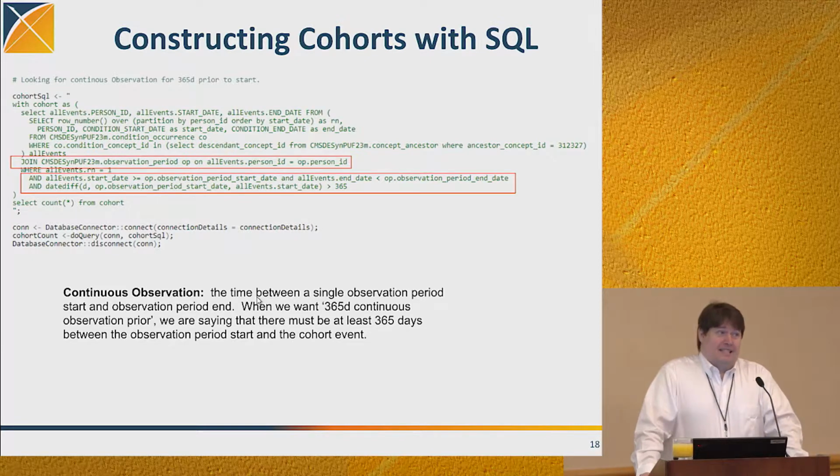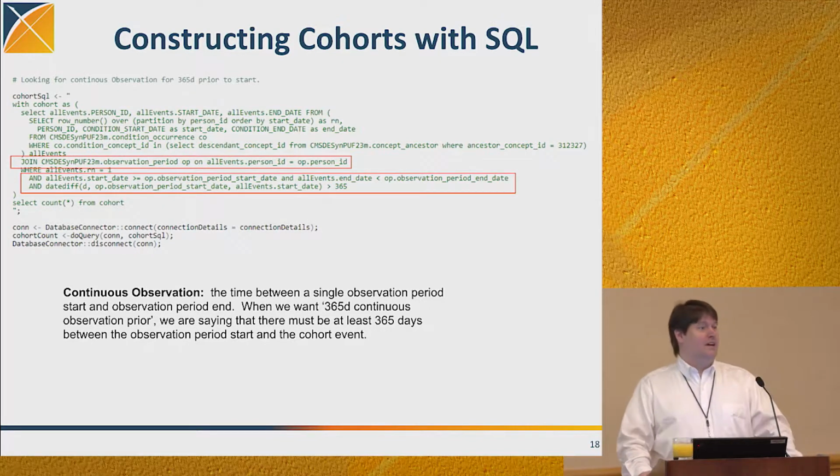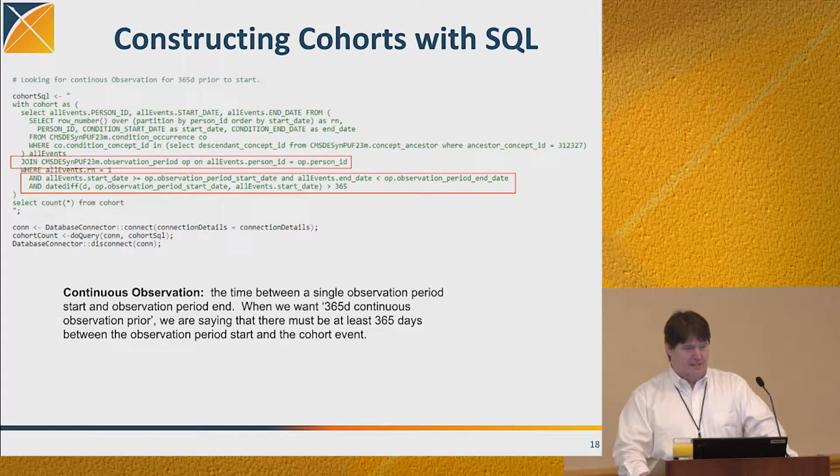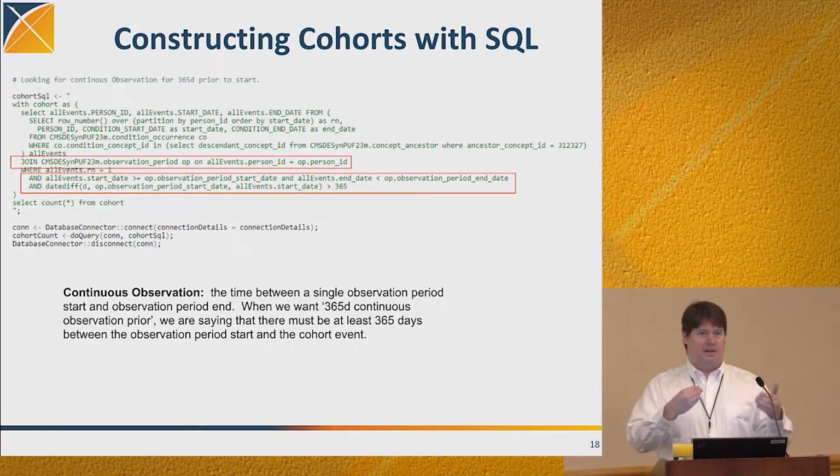So that's a very basic cohort query, but we might want to do additional things, such as I want to make sure that the records that I find have a certain amount of continuous observation before the event. Does anybody have any questions about what I mean by continuous observation? Is that an obvious term, or does everybody know what continuous observation is in the OMOP Common Data Model? Yes? No? Okay.